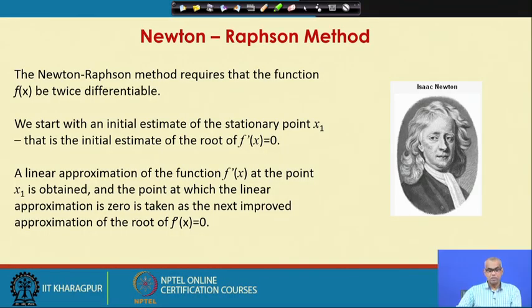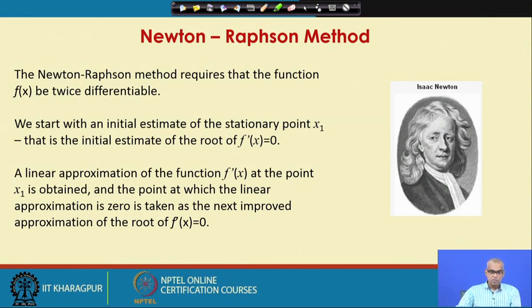The Newton-Raphson method requires that the function be twice differentiable. So, we start with an initial estimate of the stationary point x 1, that is the initial estimate of the root of f prime x equal to 0. Then a linear approximation of the function f prime x at the point x 1 is obtained, and the point at which the linear approximation is 0 is taken as the next improved approximation of the root of f prime x equal to 0.